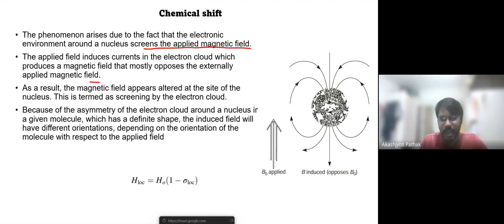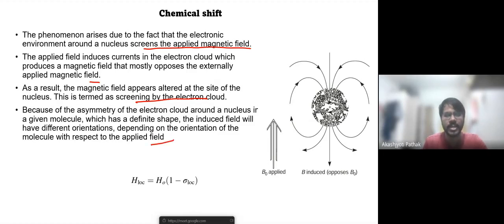So when the magnetic field is applied, each of these nuclei will also have its own induced magnetic field, which will oppose the externally applied magnetic field. This is termed screening by the electron cloud. And because of the asymmetry of the electron cloud around the nucleus in a given molecule, which has a definite shape, the induced field will have different orientations depending on the orientation of the molecule with respect to the applied field.